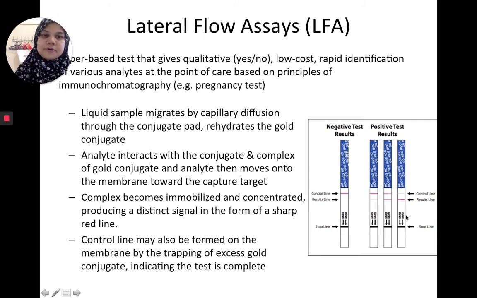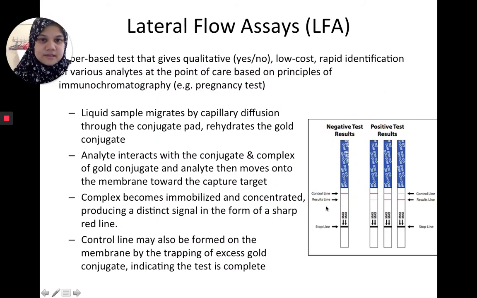Just add the sample. The liquid will then go through capillary diffusion through the conjugate pad. It will rehydrate the gold conjugate, and then the analyte will interact with the conjugate, and then it will move to the membrane and be captured. So then that complex becomes immobilized and concentrated, and it will form a signal, usually in the form of a line. And you'll also have a control line where all the excess gold conjugate runs through to show that the test is complete, just to show that everything has gone through already.